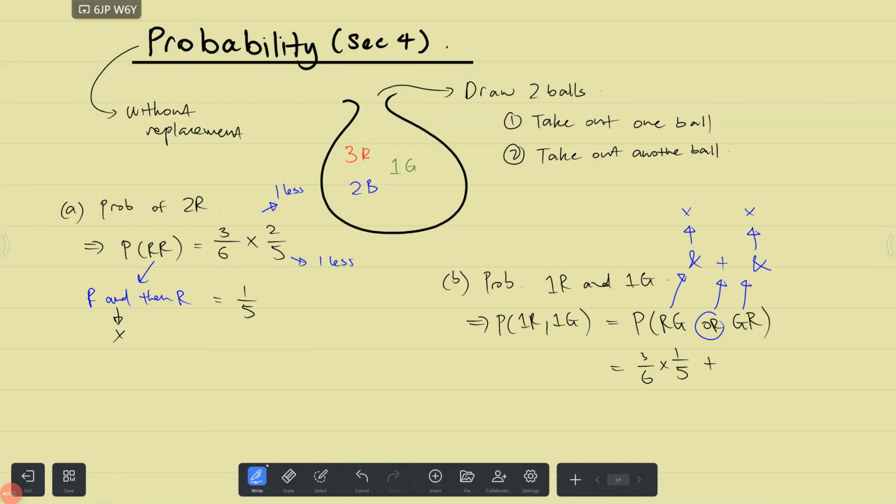Same thing, it will be 1 green ball out of 6 balls altogether, and there are 3 red balls out of 5 in total because you have taken out 1 green ball for the second combination. You type it in the calculator and it just happens you also get 1 out of 5.